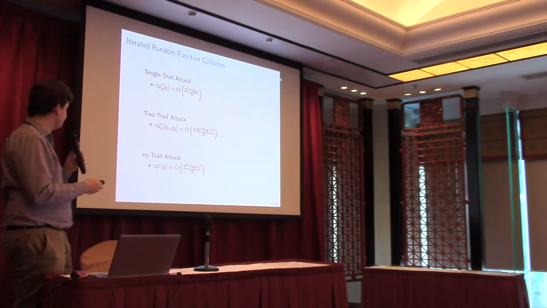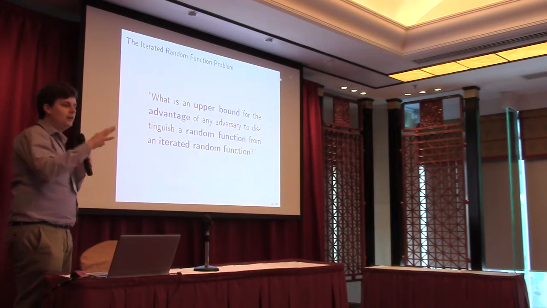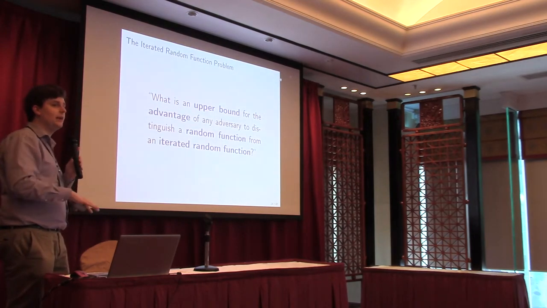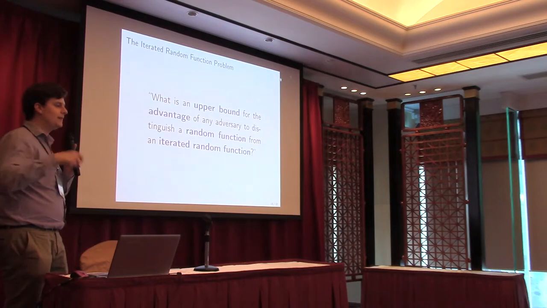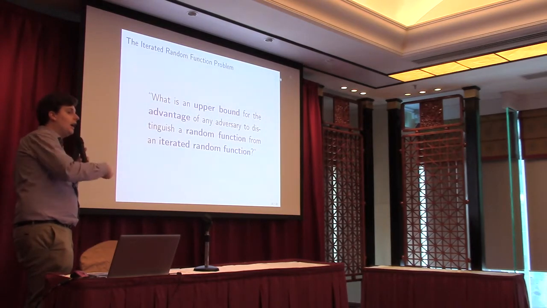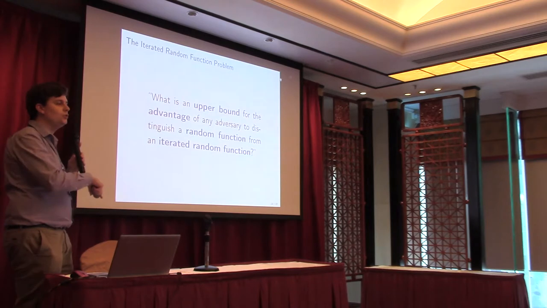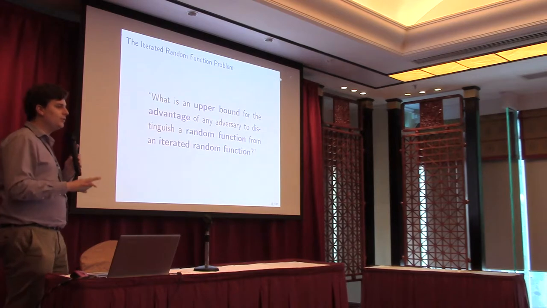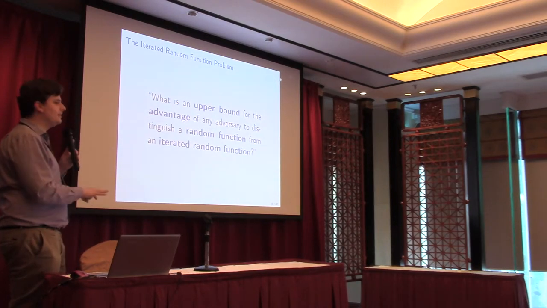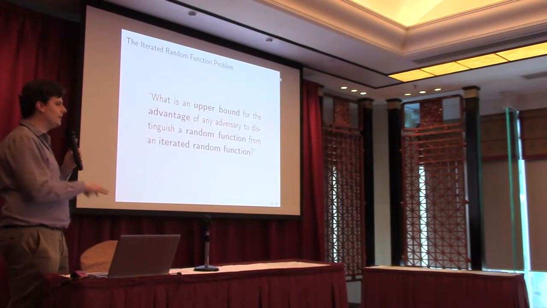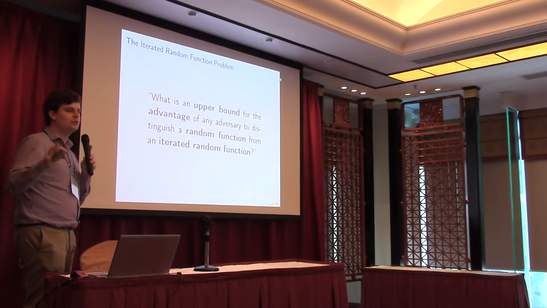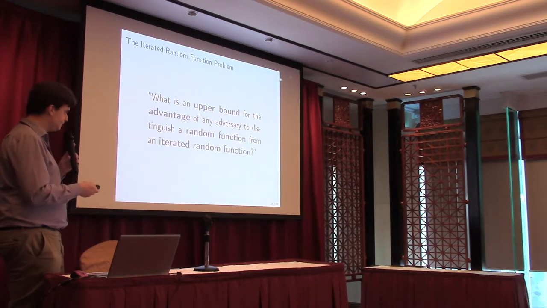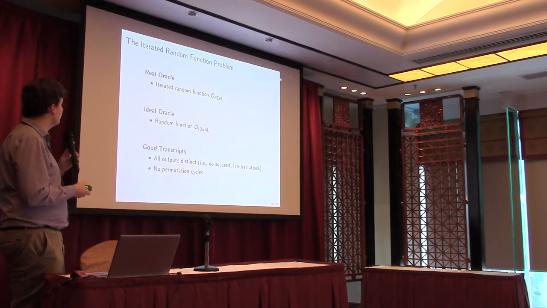Now, having done all these calculations of attacks, because as I said, this presentation is not about attacks, it's about proving a better security bound. Those are, however, the attacks that we can use inside the proof that will get us the better security bound. So now for the first time, we will look at the advantage of an adversary to distinguish a random function from an iterated random function, so at bounds, not at attacks. And we're going to look at how to construct this bound.